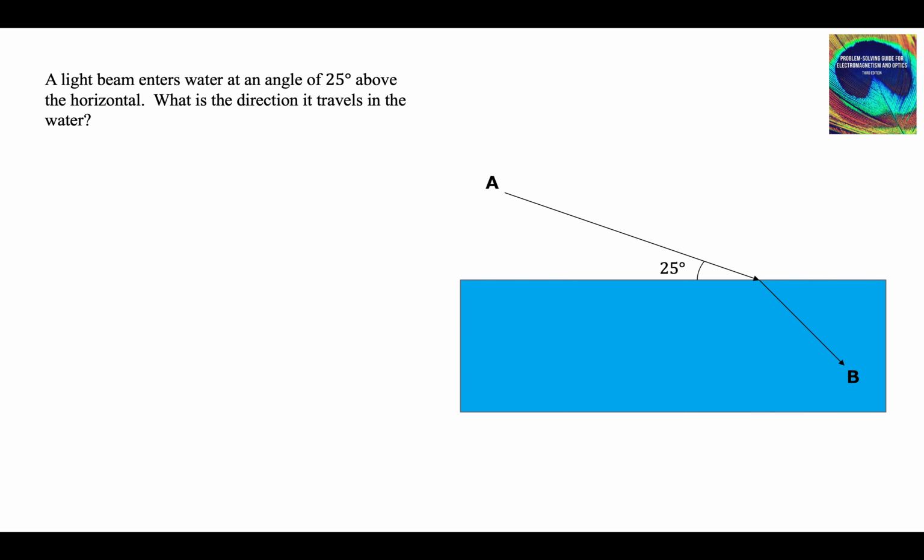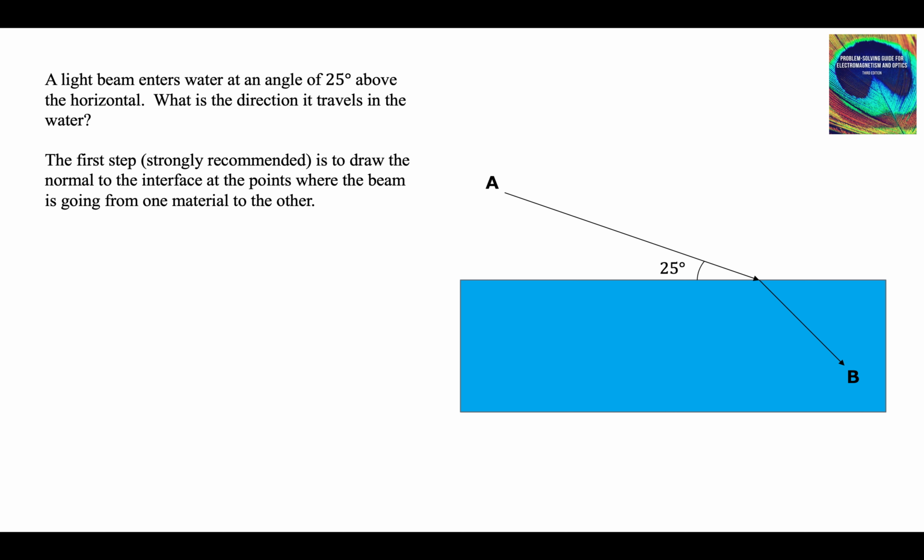So let's do an example. A light beam enters the water at an angle of 25 degrees above the horizontal. What is the direction of travel in the water? First step, draw a good normal. There it is. Nice, perpendicular to the interface.